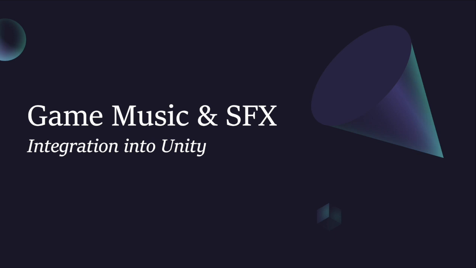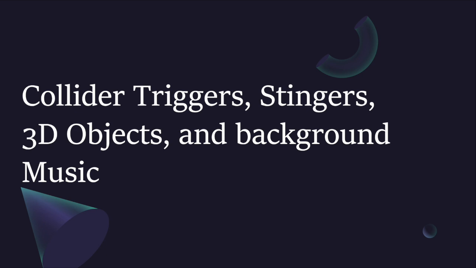The first few things we're going to look at are colliders. Colliders are just game objects you can find in Unity. These things are going to help us, in our specific case, trigger sounds and music. And we're going to take a look at stingers. If you don't know what stingers are, I'll actually explain them in a couple seconds.